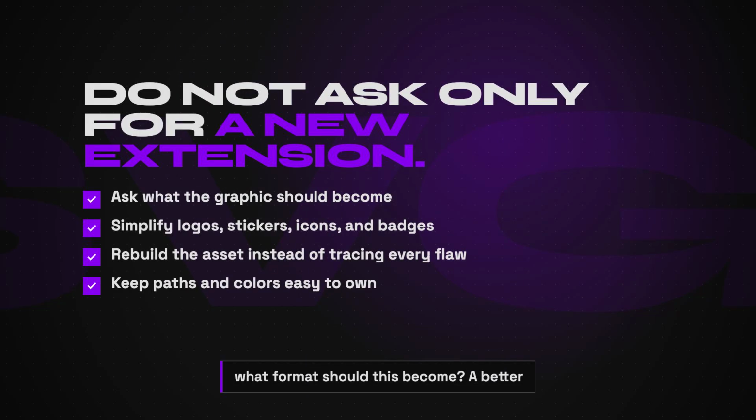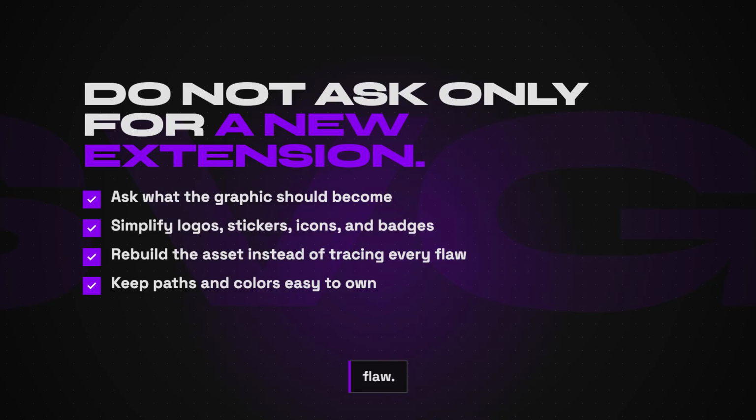The difference is simple. A converter asks, what format should this become? A better SVG workflow asks, what should this graphic become? That means you can simplify a messy logo, rebuild a sticker, make a cleaner icon, or create a new vector from a prompt instead of tracing every flaw.